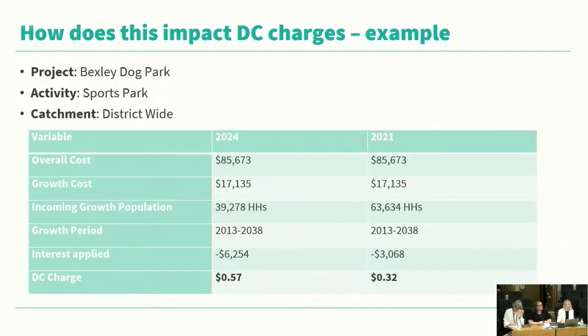So we thought it could be useful to show you a real project that is in the DC policy, just to show you how some of those factors that we've just talked about have impacted the DC charge. So this project on your screen is the Bexley Dog Park, which is classed as a sports park.